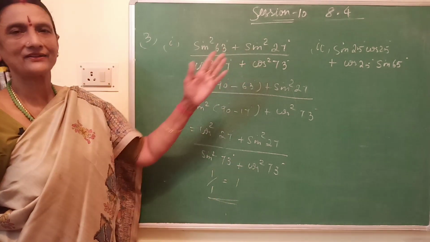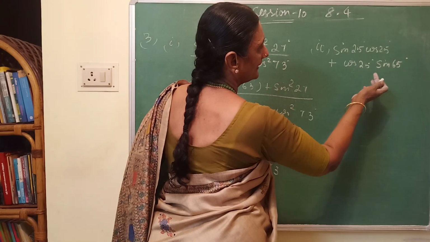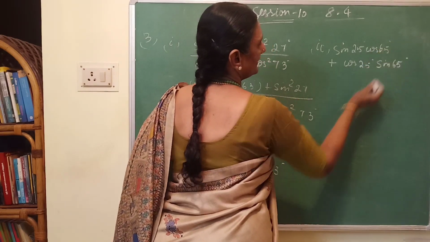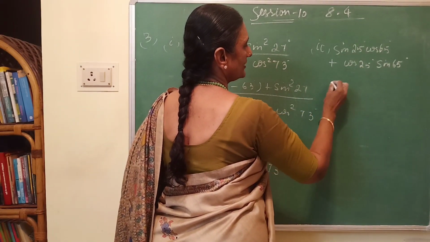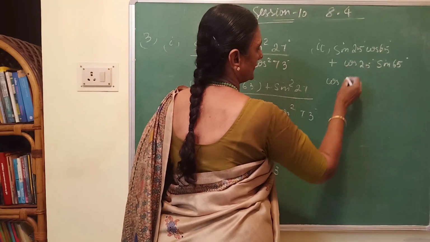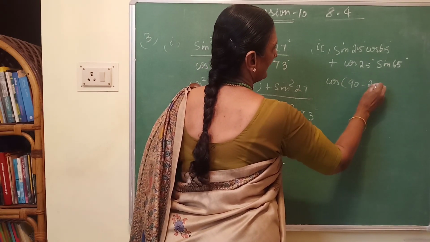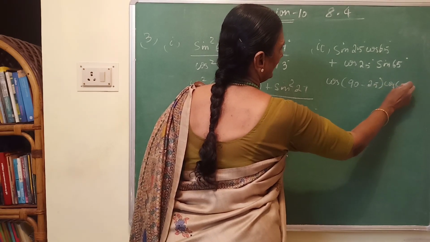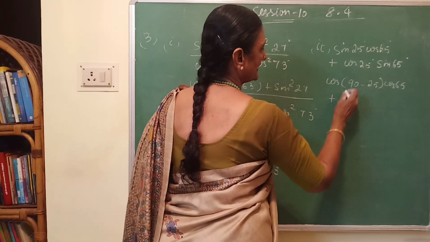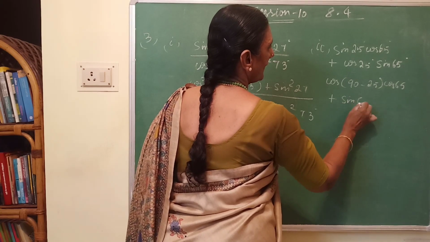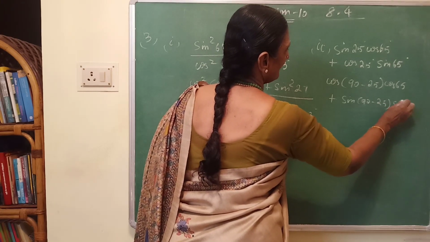Okay. Now come back to the next second subdivision. In the second subdivision also 25 and 65 are both complements. So what I can do here, I can change any one here and any one here. So if I change it, I will write sine of 25 is equal to cos of 90 minus 25, cos of 65 degrees, plus cos of this can be replaced as sine of 90 minus 25 into sine 65.